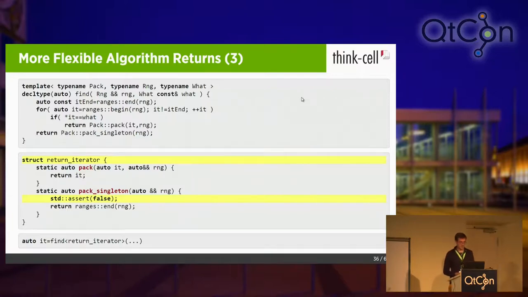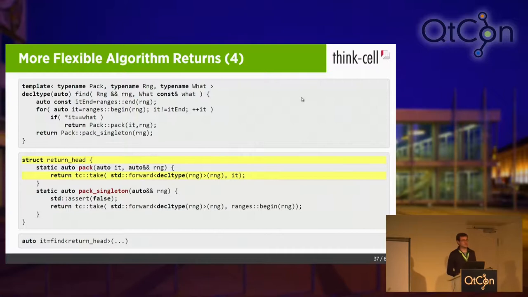You can do more. You can say, hey, return me everything that is before the thing that I was looking for. Return the head. Okay, so this would do something like tc take, generating a range that goes from begin to the iterator that you passed in. So up to the point where you found something, it will give you a range of values. And yeah, we still have this sort of false. We still expect to find something.